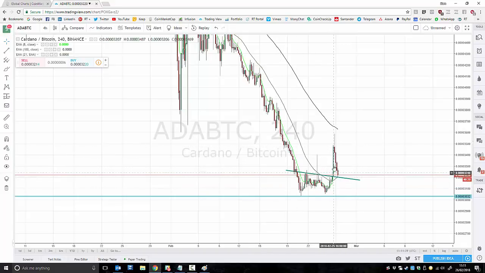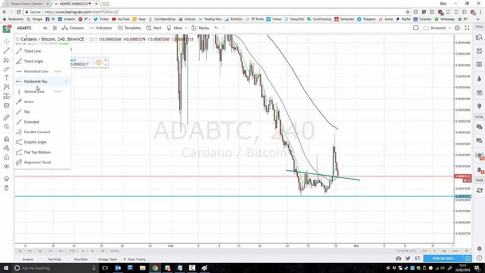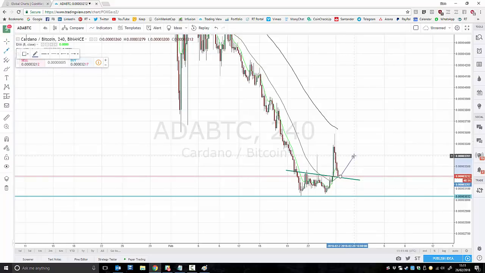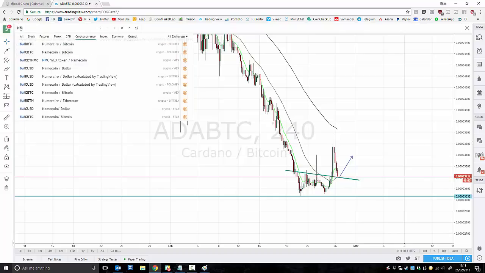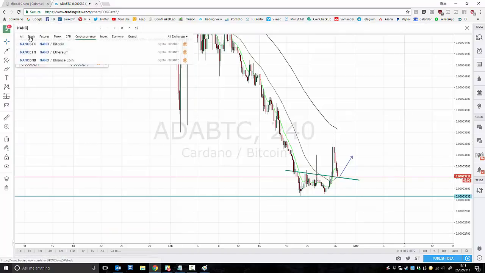What tends to happen is it's shooting up, kissing off the trend line. We should see a little bit of a move upwards from here. So that's Cardano. I think technically now is a good time to get in. If you're not, let's have a look at Nano.